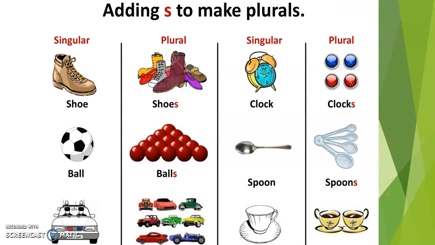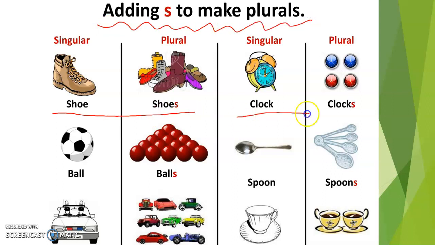Singular, these all are singular. Plural. Shoe, shoes. Only one s. This is adding s to make plurals. Clock, clocks. Ball, balls. Spoon, spoons. Car, cars. Cup, cups. Can you see?